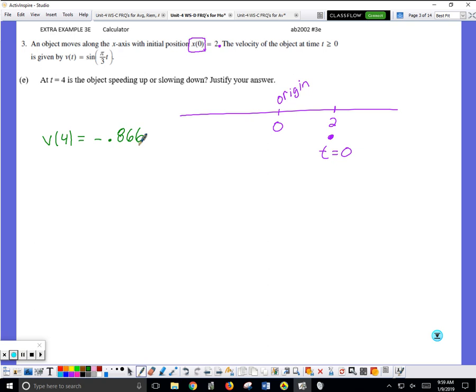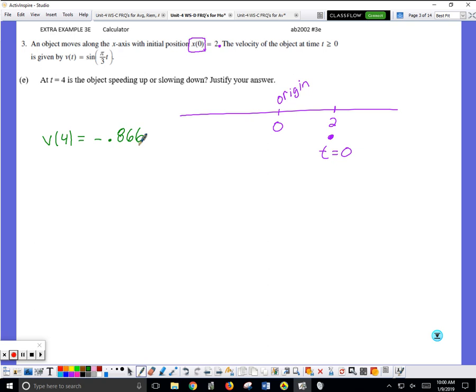Zach? It's moving backwards at 0.866. There's no units, so we'll just kind of think meters per second or whatever. We don't know where the particle actually is because we only know time is equal to 4. The particle's somewhere, but at that moment the particle's moving to the left. Okay, 2 points for Zach.